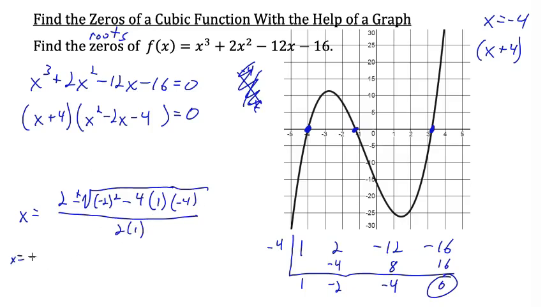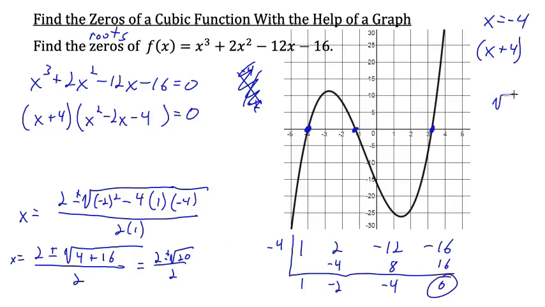Let's simplify under the square root sign. So we have -2 squared is 4. Let's see, we have negative times negative, that's going to be positive. And see, when we multiply these out, we get 16. So it'll be positive 16. All that over 2. Simplify this, and we get 2 plus or minus the square root of 20 over 2.